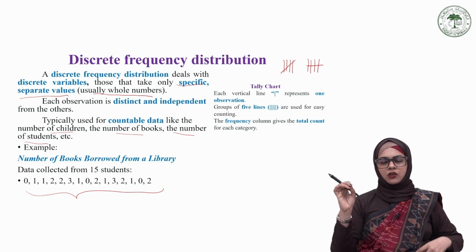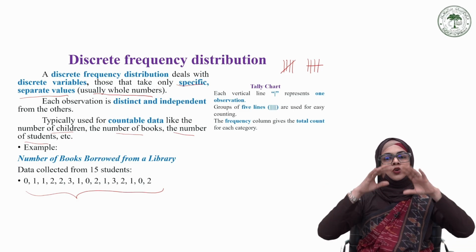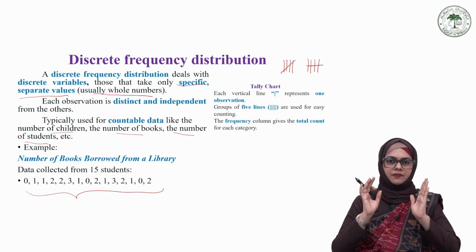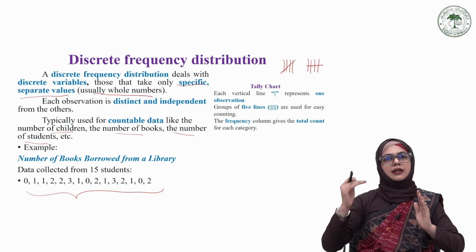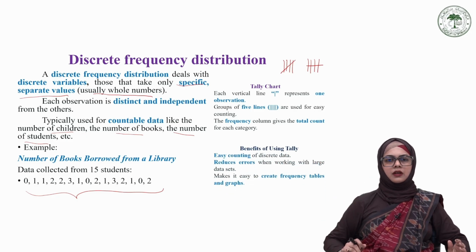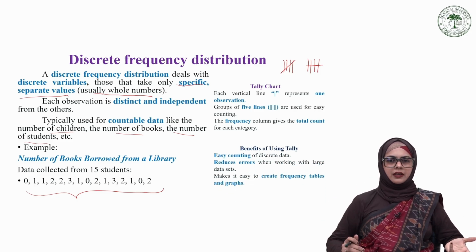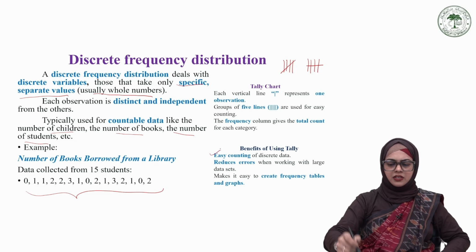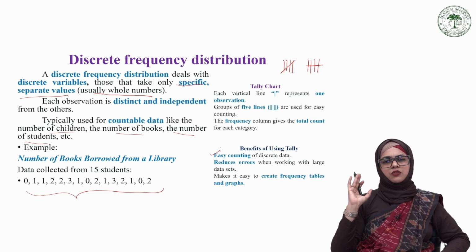Then the frequency column will give the total count for each category. So that's how you start making a tally chart. So what is the benefit of using tally? It is basically a very easy counting of any discrete data. You can try it at home.